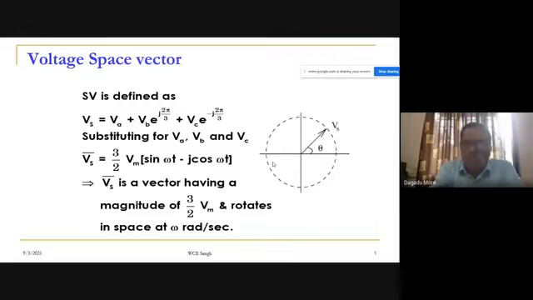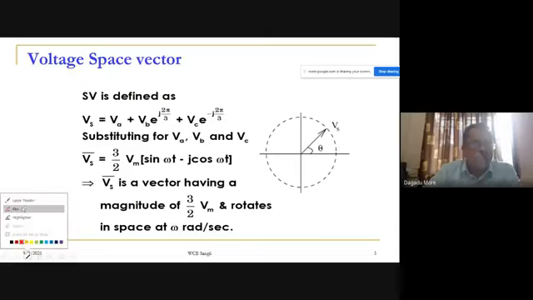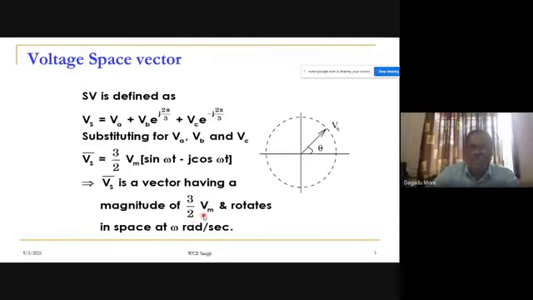Vm is the peak amplitude of phase voltage. Whatever the space vector, it has a constant amplitude, and it rotates at omega radians per second. In one cycle of the AC supply, the space vector completes one rotation.